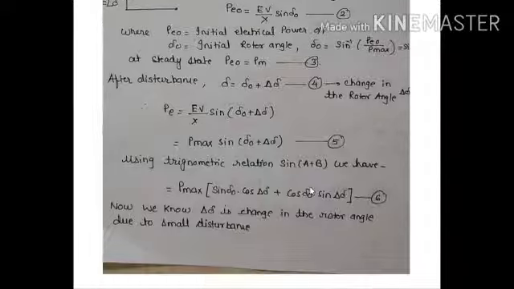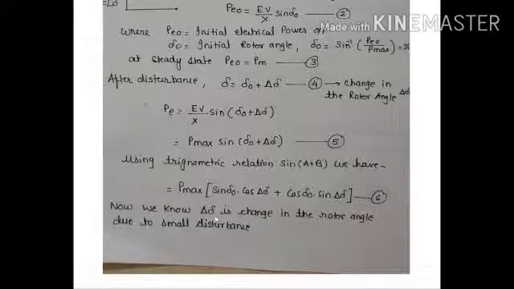Using the same expression, we can write this as what? P max sine delta 0 into cos del delta plus cos delta 0 into sine del delta. Call this as equation 6.